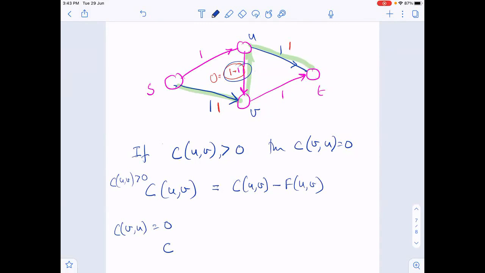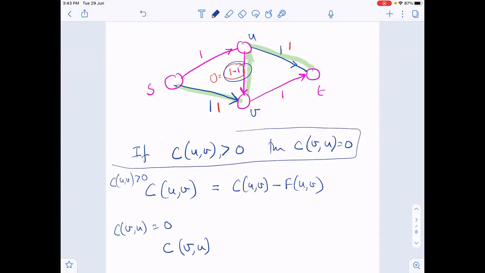It's a directed graph. So how can the capacity be the same for both sides? It won't be, but it depends on how the capacity function is defined. It can be the same as well. It can be the same, but let's assume that this is the case.